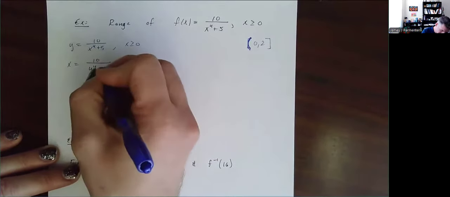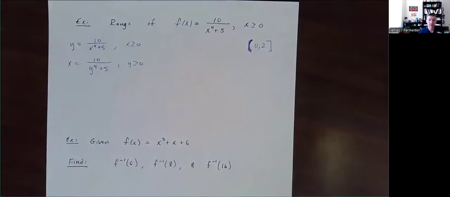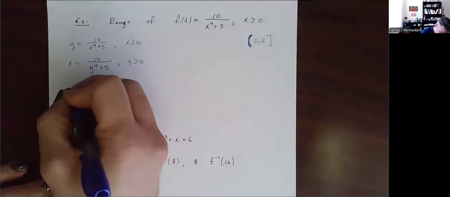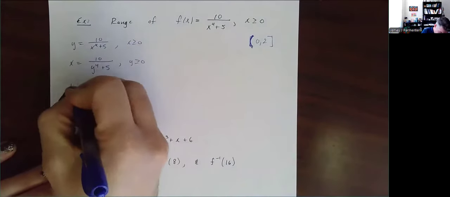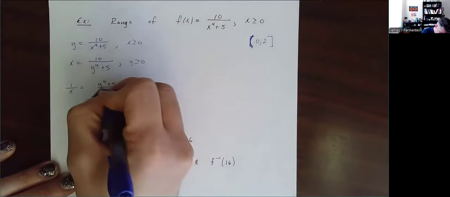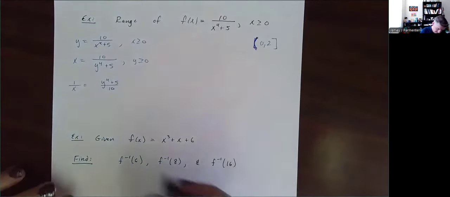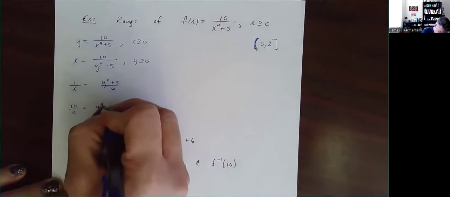So x equals 10 over y to the 4th plus 5, but now y has to be bigger than or equal to 0. Solve for y. So let's just do the thing where we take the reciprocal of both sides. So 1 over x equals y to the 4th plus 5 over 10. Multiply both sides by 10. So 10 over x equals y to the 4th plus 5.